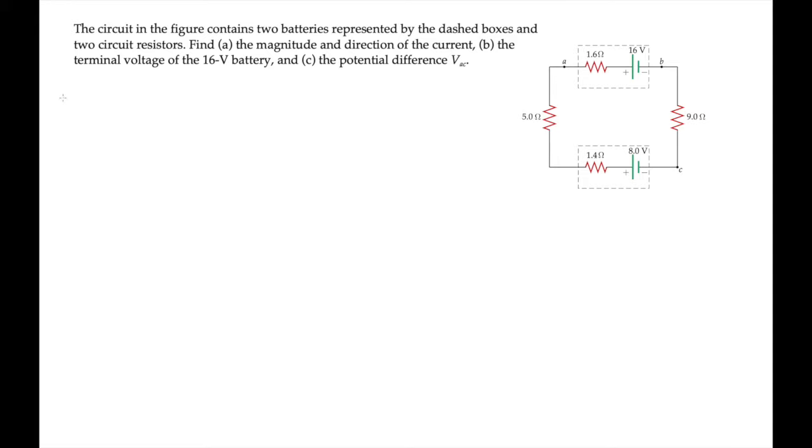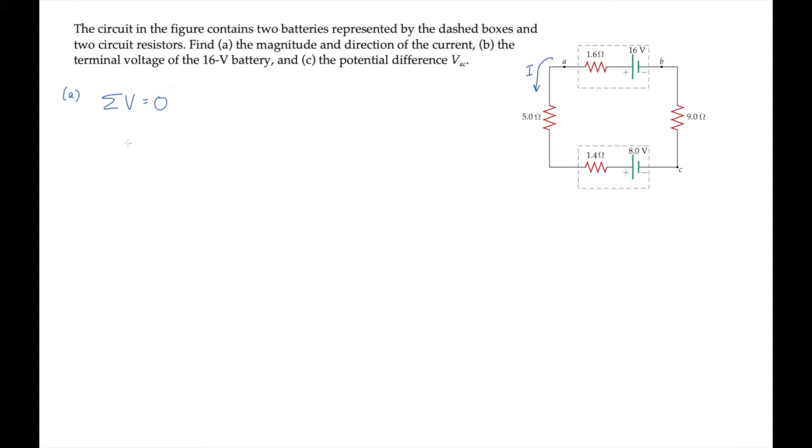The circuit in this problem contains two batteries and two resistors. The first thing we're asked to find is the current I in the circuit. I'll assume that current flows counterclockwise and find it using the loop rule, summing all the voltage changes in a closed loop, setting it equal to 0.